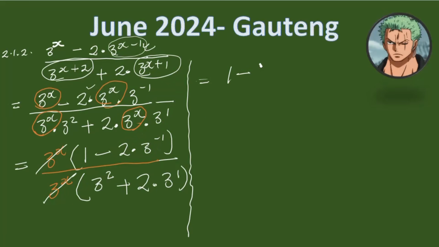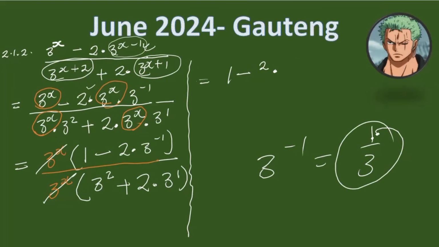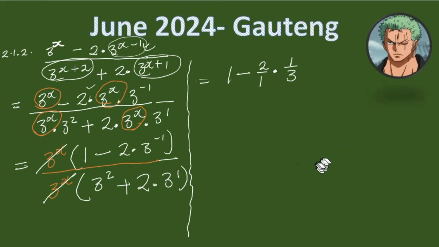So, I have a 2 multiplied by 3 raised to negative 1. Now, 3 raised to negative 1 is the same as 1 over 3. So, I'm going to write the 1 over 3 here. Now, since this is a fraction, I'm going to make 2 also a fraction, right? And bear in mind, we are still on the numerator level. So, that is that. All this over the denominator. The denominator is 3 squared. What is 3 squared? That is 9.